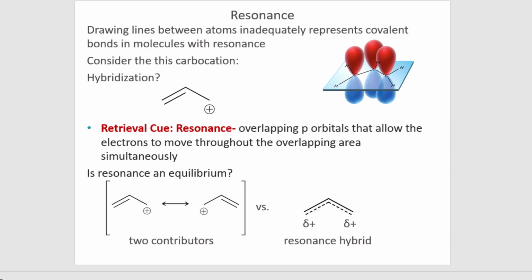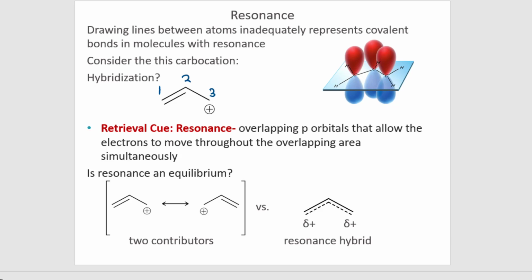So drawing lines between atoms, as we've been doing with bond line structures, can be a little bit inadequate in certain cases. Let's take a look at this 3-carbon atom below. Carbon 1, carbon 2, carbon 3. What you'll notice is that as drawn, there's a double bond between carbon 1 and 2, and there's a carbocation or a plus formal charge on carbon 3.